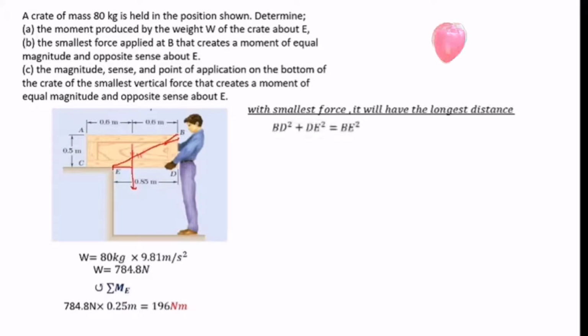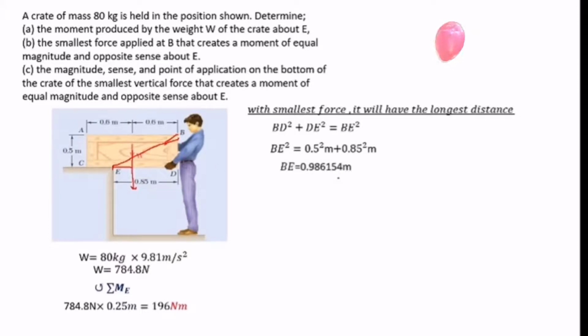So with this, we find BE using the Pythagorean theorem. You can do this: BD squared plus DE squared will give you BE squared. So this squared plus this squared will give you that squared. We know the distance BD is 0.5 meters squared, plus the distance on this side is 0.85 meters squared.